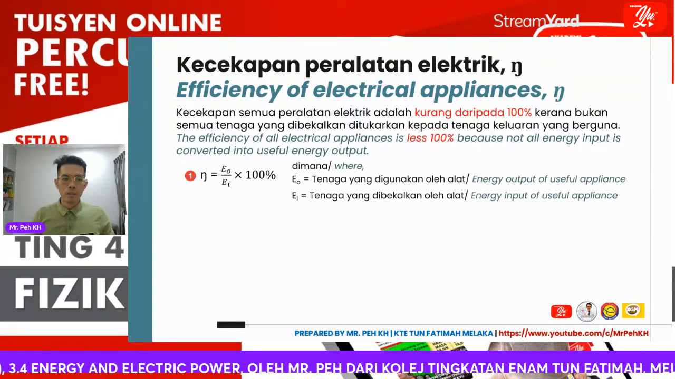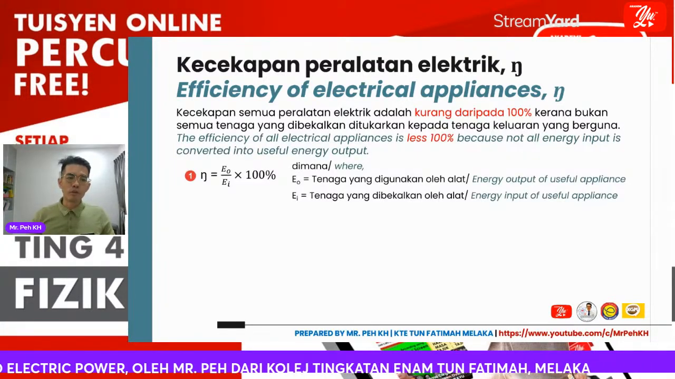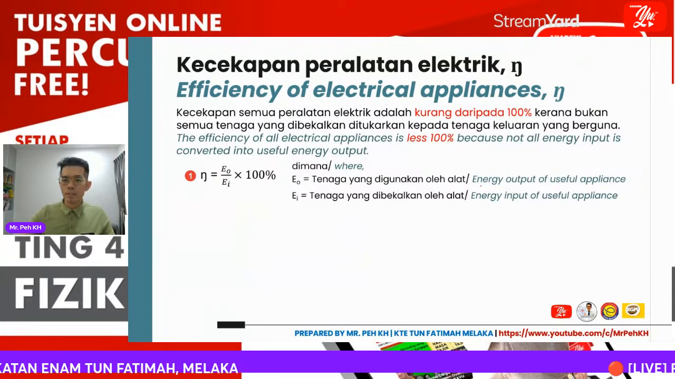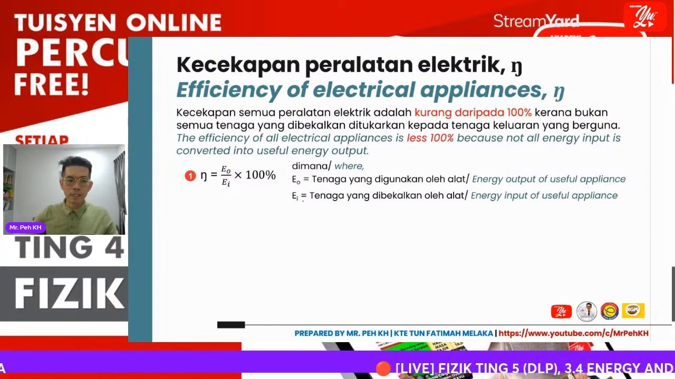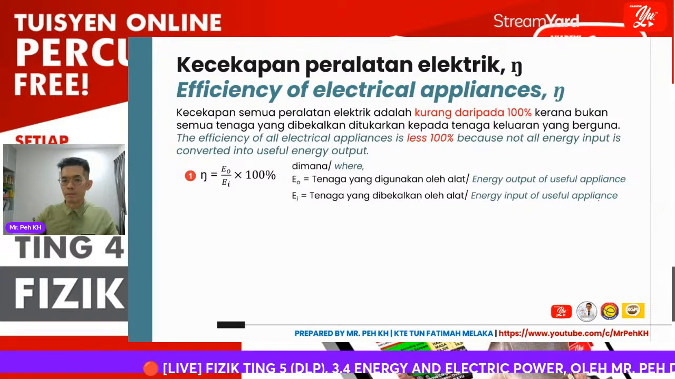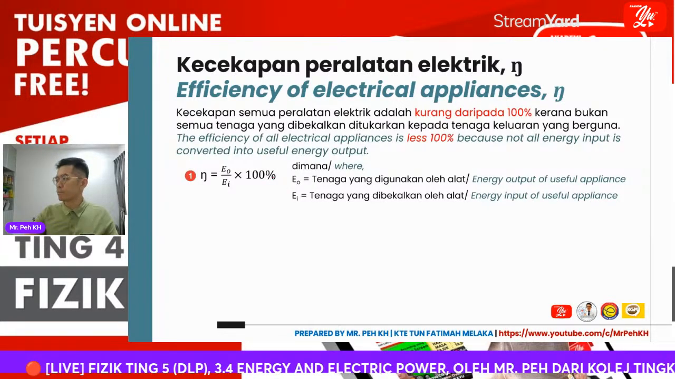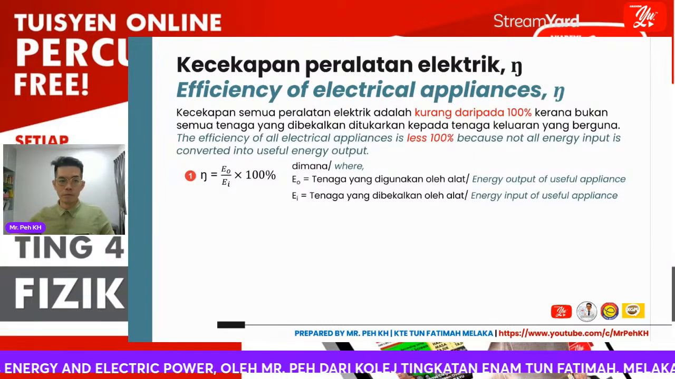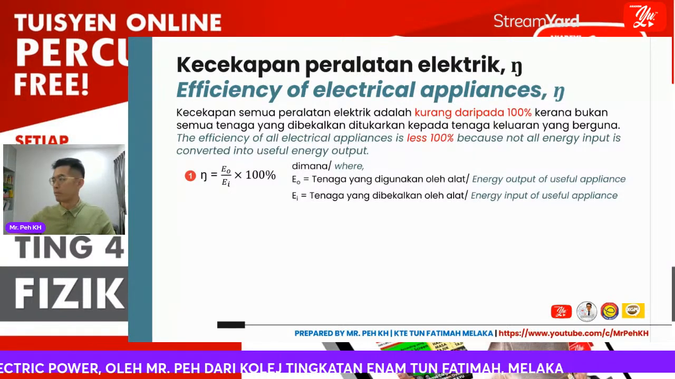Okay, so here will be the first formula involved for calculation. The E naught here represents the energy output of the useful appliance. Then the EI here represents the energy input of the useful appliance. So you times 100%, then you may get the efficiency of the electrical appliance.